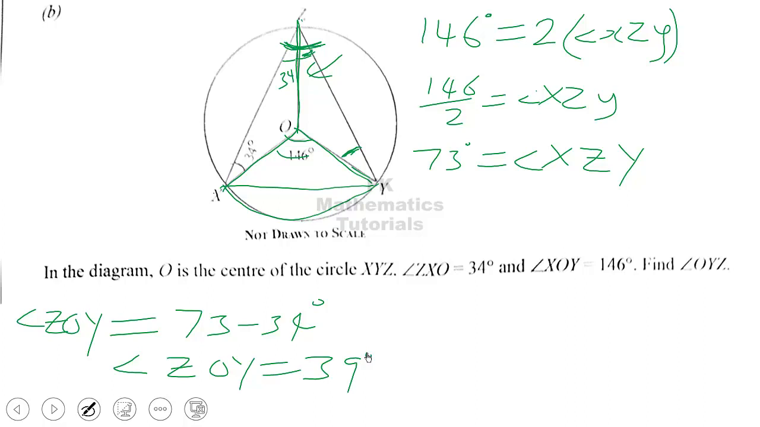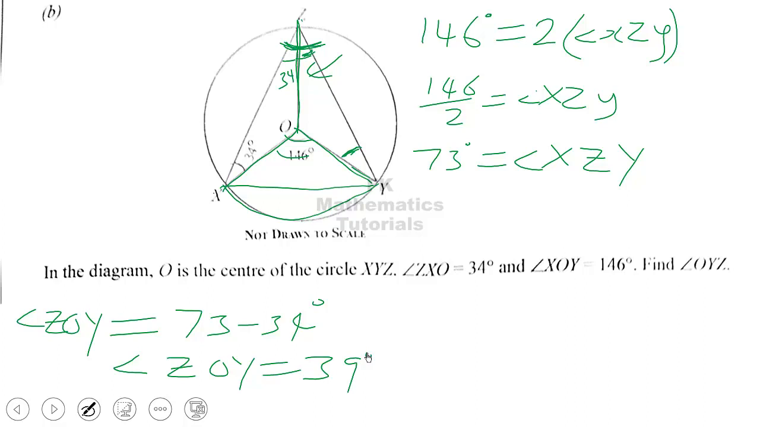So you should state the reasons when you are presenting the solution. Base angles of an isosceles triangle are equal. Sum of angles in a triangle add up to 180. So that is one way you can do it.